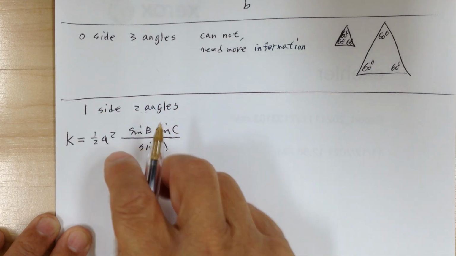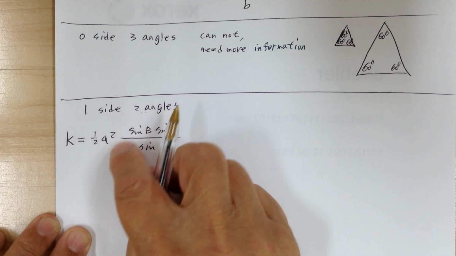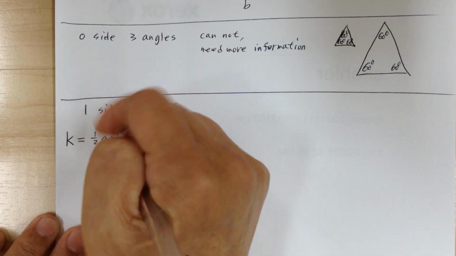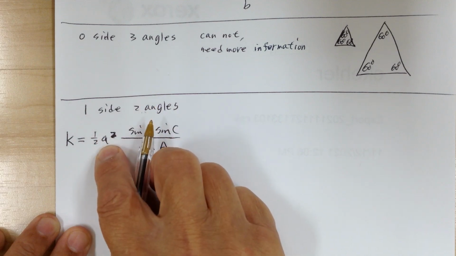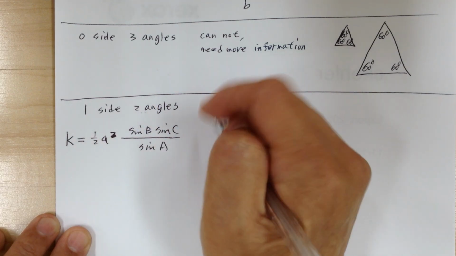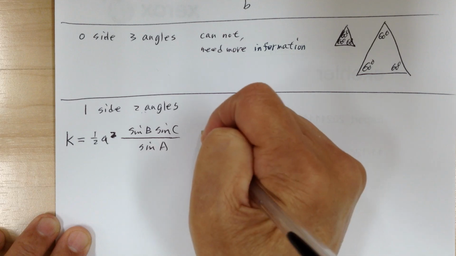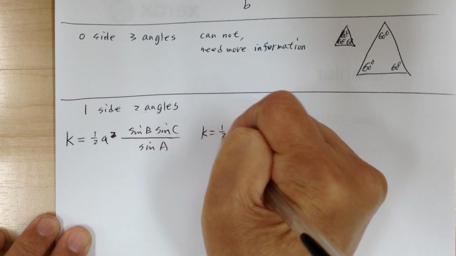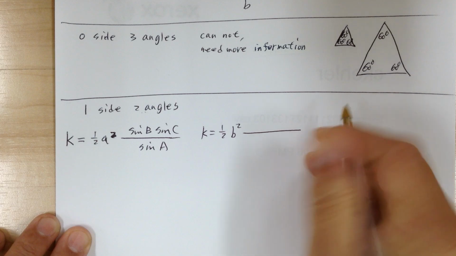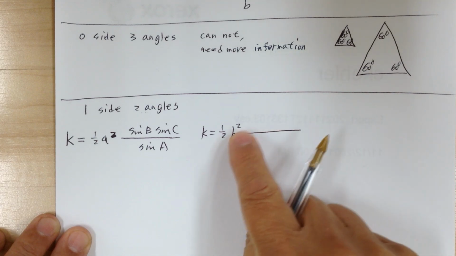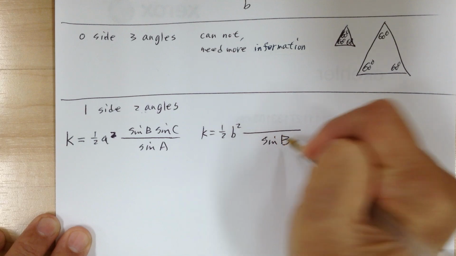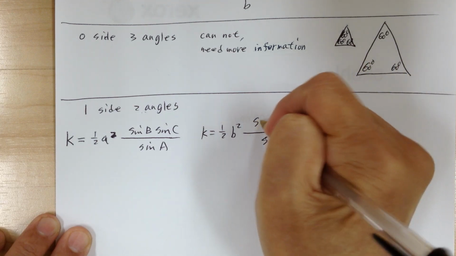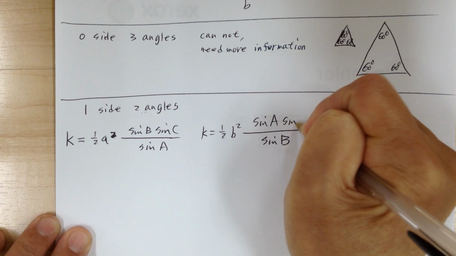It depends on which side is given. If you're given side a, then you use the A version. If side b is given, then use 1/2 b squared. Now if b is given, the single one will go under here, so sine B, and the other two will go on the top, so it'll be sine A sine C.